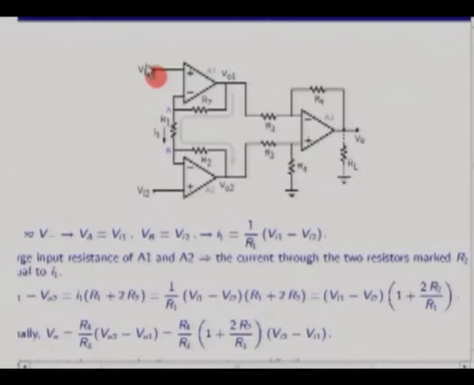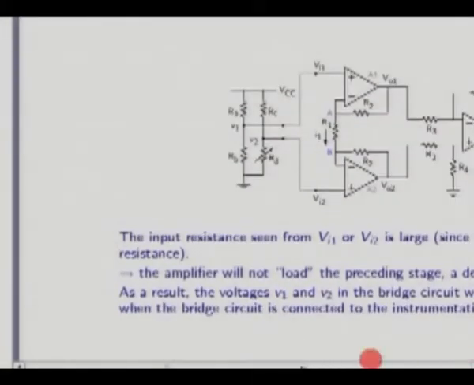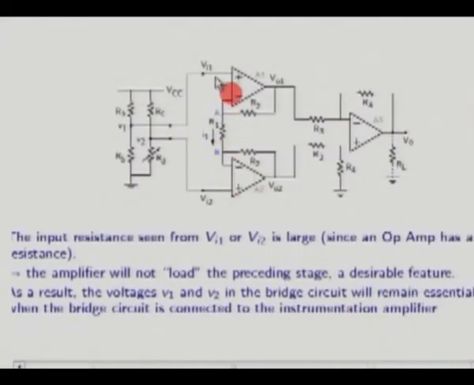Let's consider this VI1. Maybe I have another slide on that, let me just see. Yes, so this is simply an illustration of what we were just saying. Even if I hook up another circuit here like the bridge, this is going to draw very small current, zero current, and therefore this V1 is not going to change. This terminal is also going to draw a very small current, therefore this V2 is not going to change. So in other words, by hooking up this instrumentation amplifier to my bridge circuit, I am not going to disturb the measurement. That is important, and that is because of these large input resistances of these op amps.